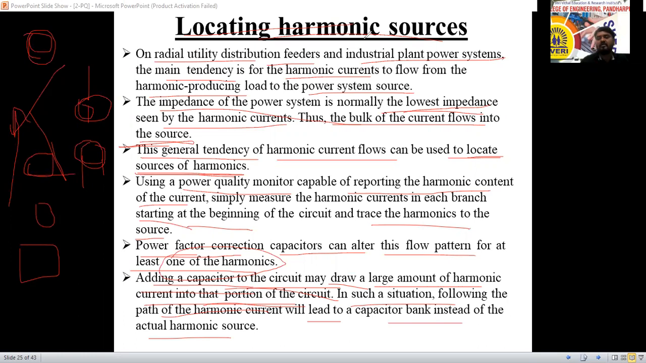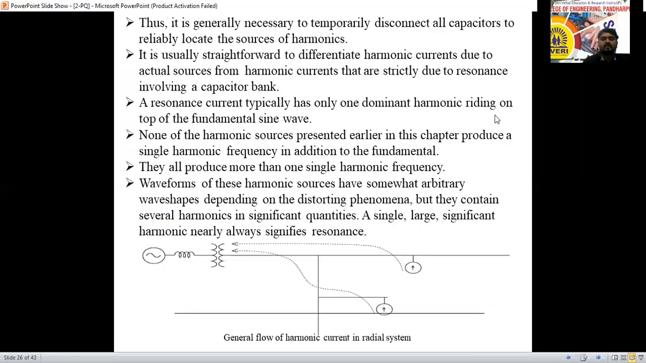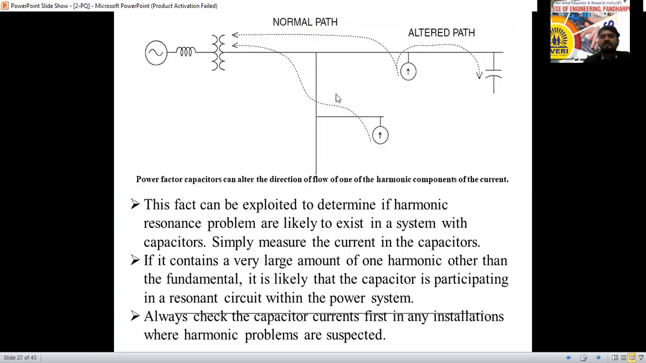I will show one diagram here now. Just a minute. See here, the feeders are there, and loads we are connecting here. They are going towards the sources. This shows the general flow of harmonic current in the radial system. The dotted lines are going towards the sources here. But when I connect the capacitor here, see, I have connected one capacitor here.